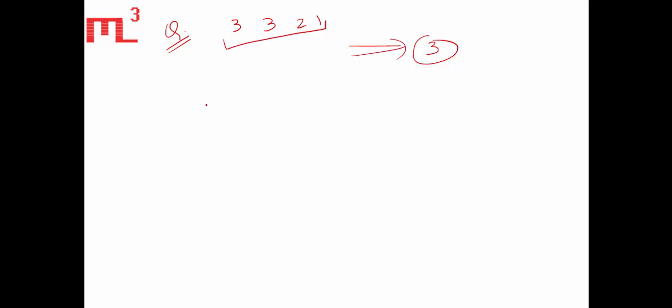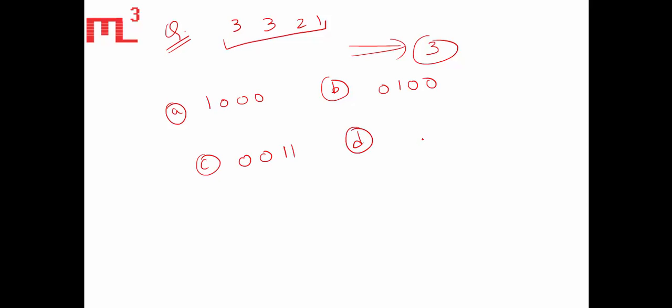The options were: option A, 1000; option B, 0100; option C, 0011; and option D, 1100. Option D is clearly the wrong option, as it is clearly giving 3 plus 3 equal to 6. Look at this code.